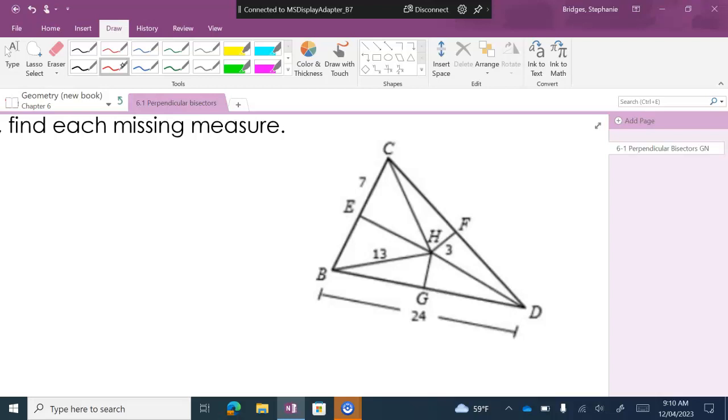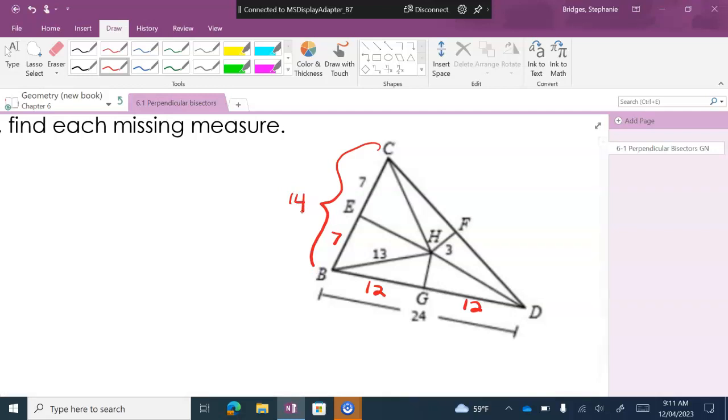Bottom segment. The whole thing is how much? 24. So what would each piece be? 12. Okay. And then looking here on the left side, it tells me that CE is 7. So what would EB have to be? 7. Okay. Which means CB, the whole thing, would be how much? 14. Okay. Do I know any part of that third side of the triangle?